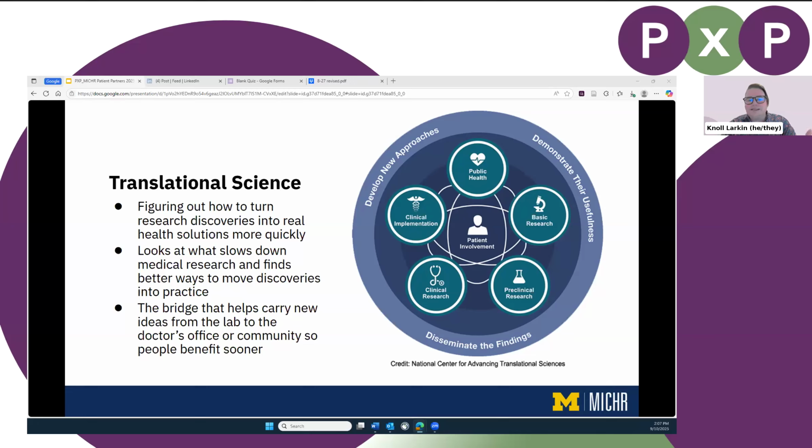So we have a discovery that might start in a lab or a clinic, but it takes many, many more steps before it becomes a treatment or a test or a tool that patients can use. So translational science is the studies that help build that bridge stronger to help get people across it and to the resources they need sooner. The image on your right shows a spectrum of translational science. And as you can see, patient involvement is at the very center of translational science.